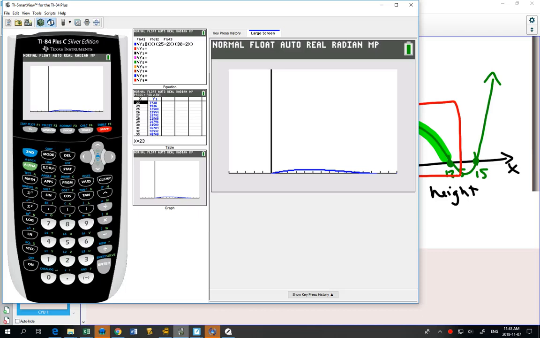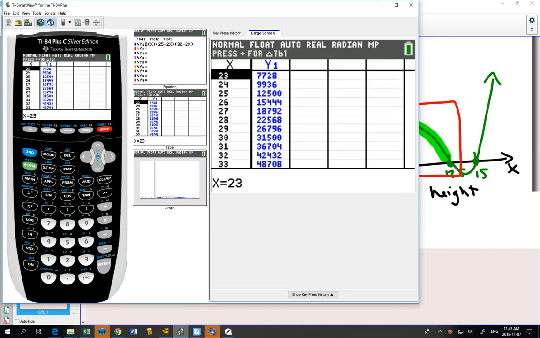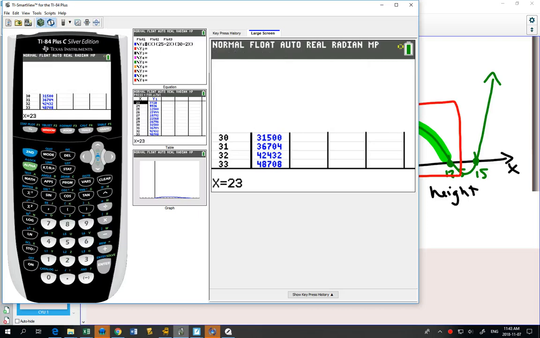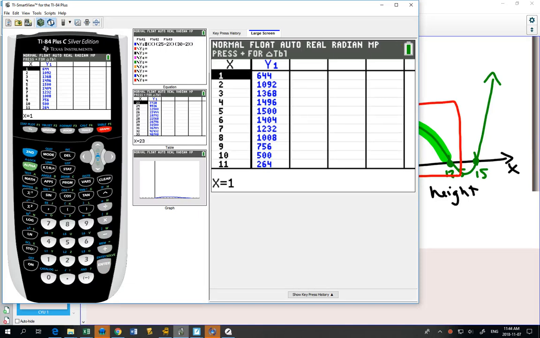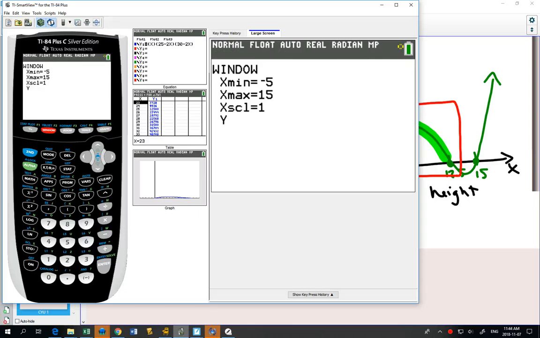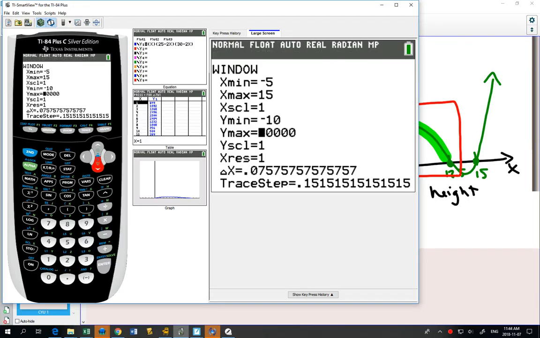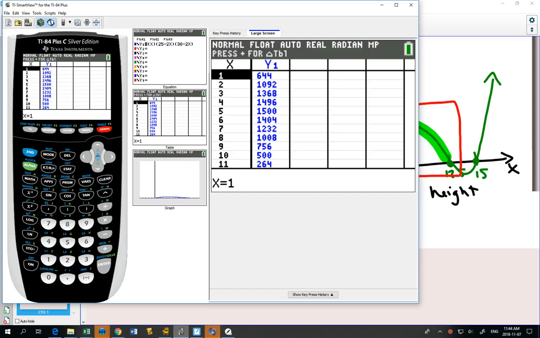So what I might want to do is go second table and look at my values. My values on my table are already at 23 from the last time I looked at it. So I could hit the arrow up key for a long time until I get back to 0. The other thing, above your window button is a table set button, and you can get your table to start back at 1. So if you go table set and say table start at 1, you can go back to your table and it will start at 1. Between 0 and 12.5, it looks like 1500 is about as big as it gets. Mr. Chair, how do you get to the table again? The table is by going second graph, because above graph it says table set. And there I can see that my maximum is looking around 1500.